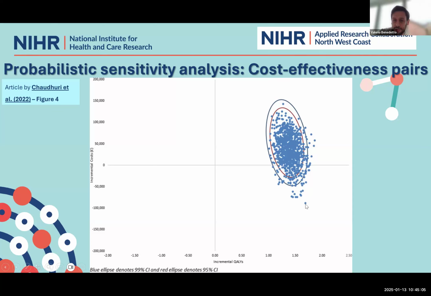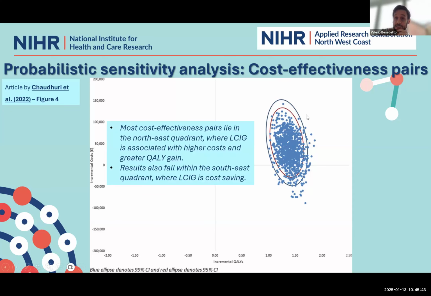The same reasoning for this point here. It is more effective, it produces more than 1.5 qualities than the comparator, and at the same time, it's cheaper because it's probably £100,000 cheaper than the comparator. And you could apply the same reasoning for the different cost-effectiveness pairs. Now, what is important to consider here is where all these cost-effectiveness pairs lie for the most part. And you can see they lie in the northeast quadrant.